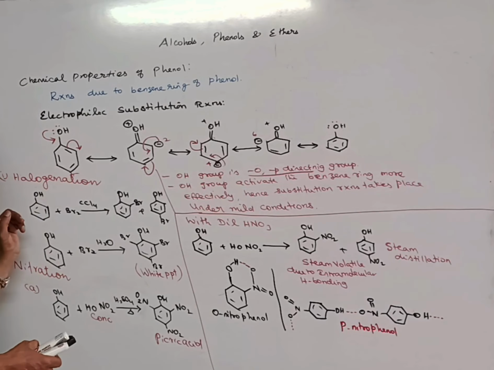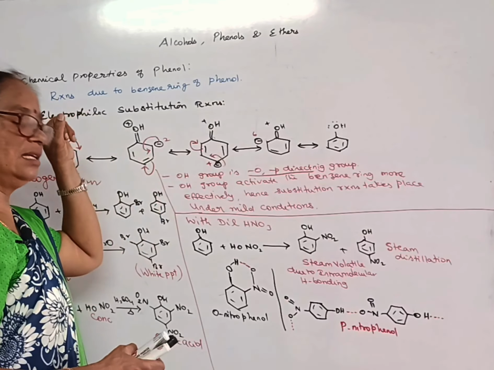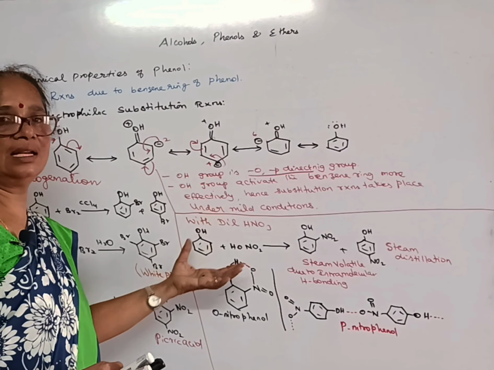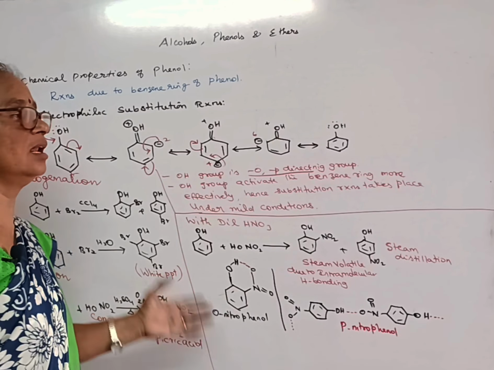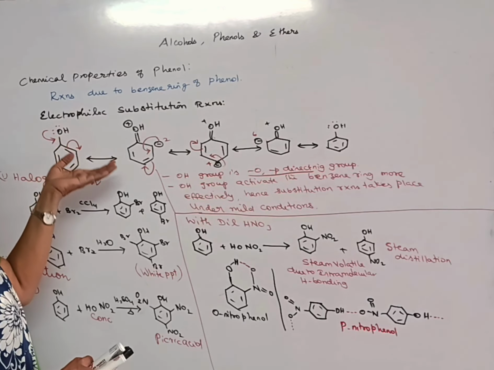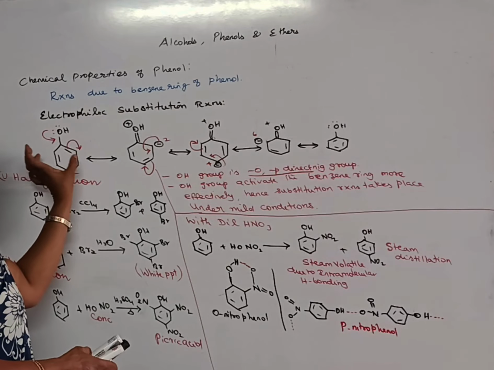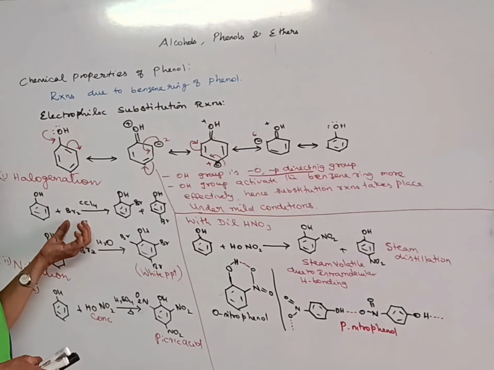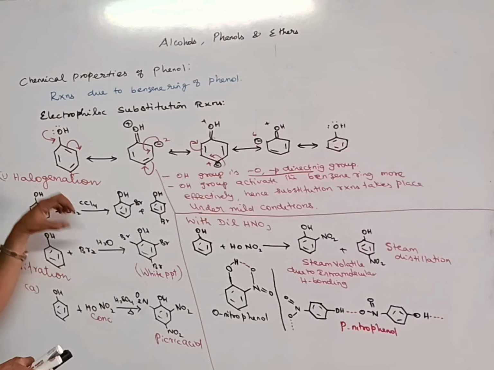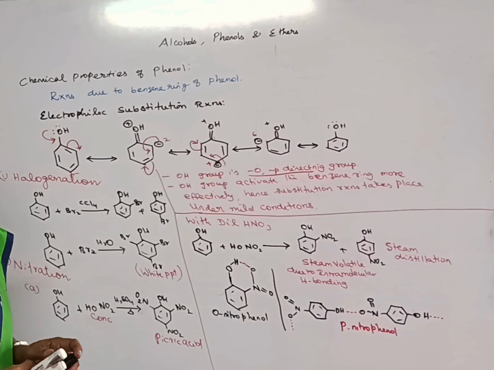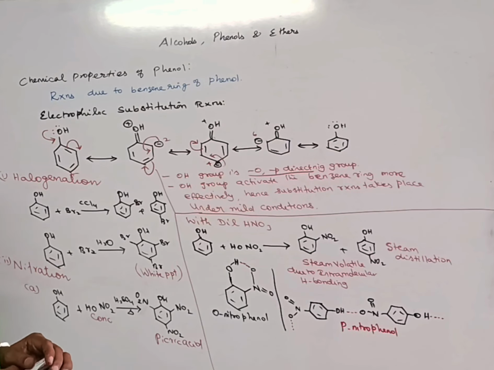But in haloarenes, the halogen deactivates the benzene ring, so we had taken the catalyst under vigorous conditions and all. But here the OH group activates the benzene ring, so because of that the benzene can make the incoming electrophile ionize themselves, and hence they do not require any strong reaction conditions.